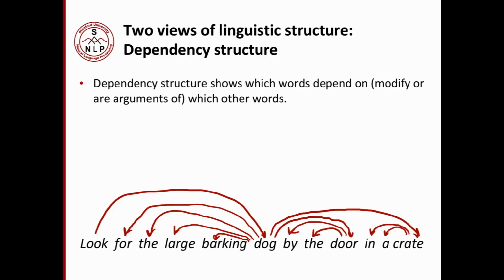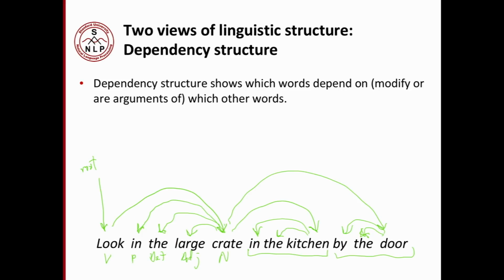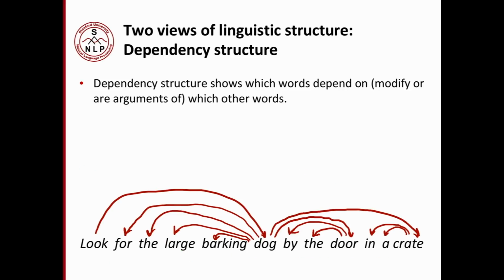Crucially, what we're doing here is, sorry, I had two different examples. Whoops, different examples. What we're doing is saying what words modify other words, and that allows us to understand how the different parts of the sentence relate to each other.